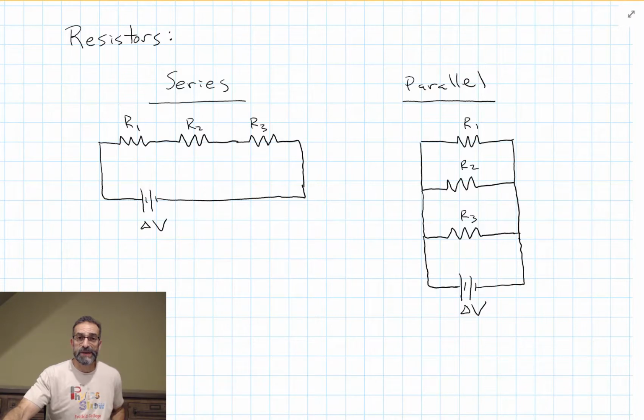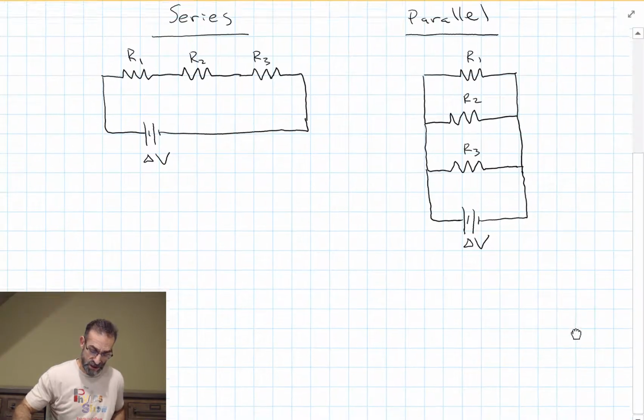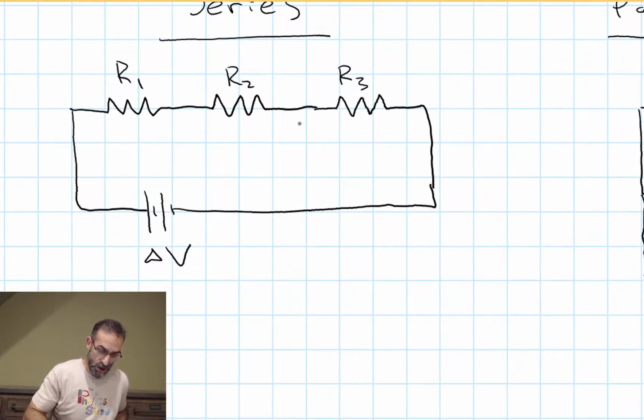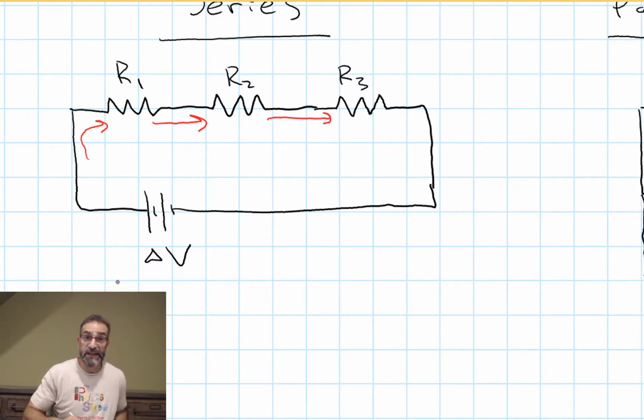Here are my two circuits. I have 3 resistors in series on the circuit on the left, and 3 resistors in parallel in the circuit on the right. I know that for a series circuit, the current through every one of these resistors has to be the same. Whatever current comes into resistor 1 and out of resistor 1 has to go into resistor 2. And when it comes out of resistor 2, it has to go into resistor 3.